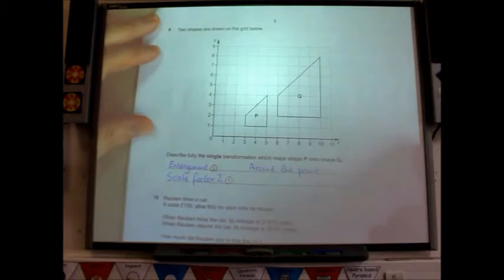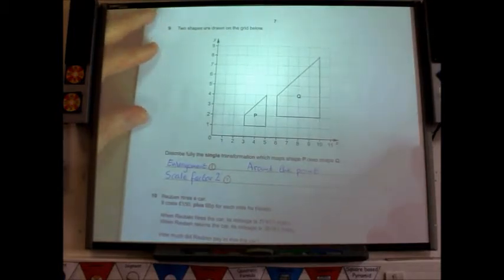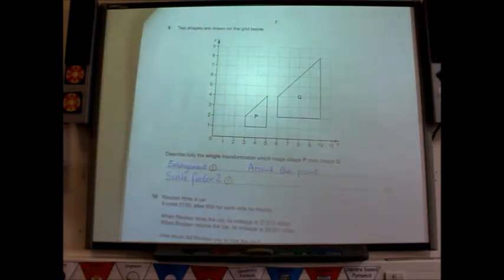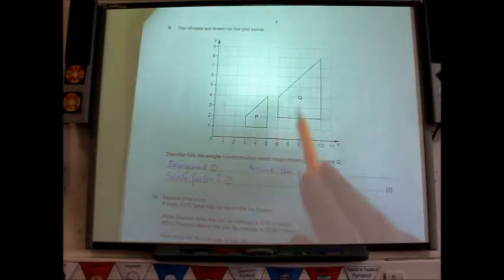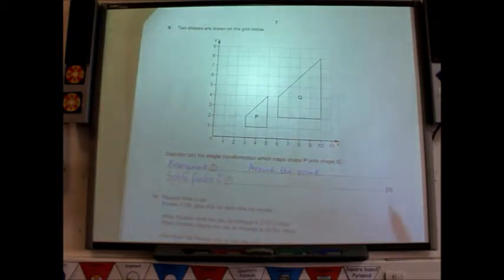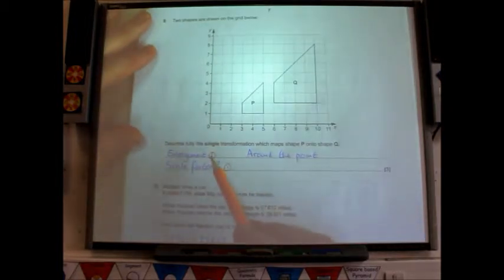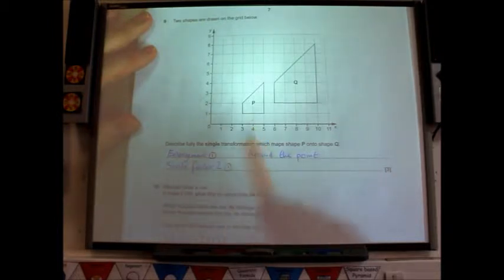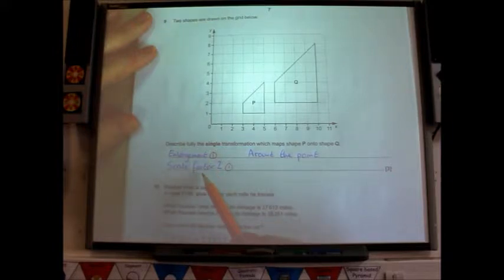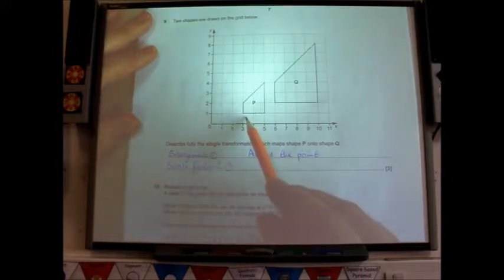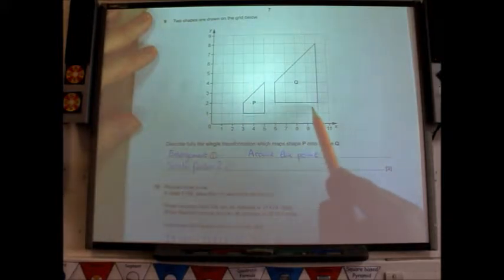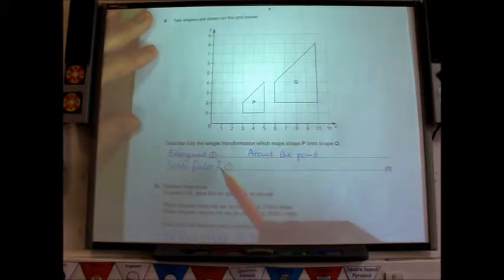Moving on, question 9. More transformations. 2 shapes are drawn on the grid below. Describe fully the single transformation which maps shape P onto shape Q. 3 marks, and here is where your marks are. You need to say it is an enlargement, or shape P has been enlarged. You need to recognise its scale factor 2, and the way you do that is it used to be 2 wide and now is 4 wide, so it is doubled.